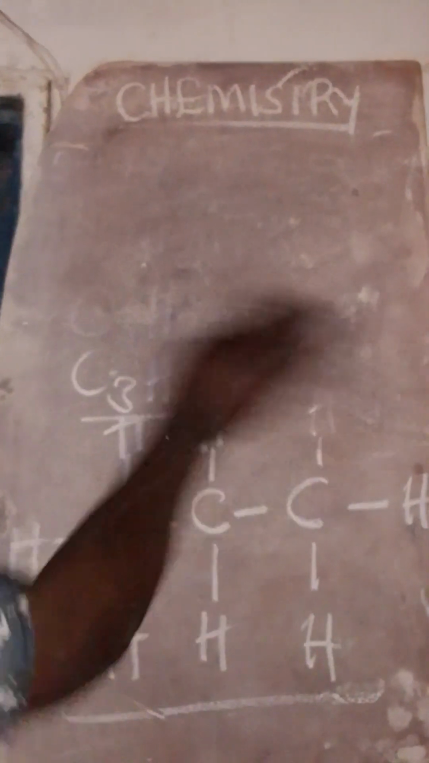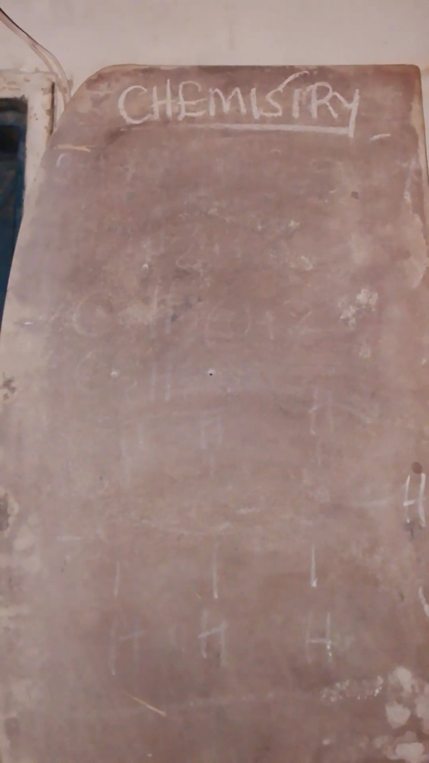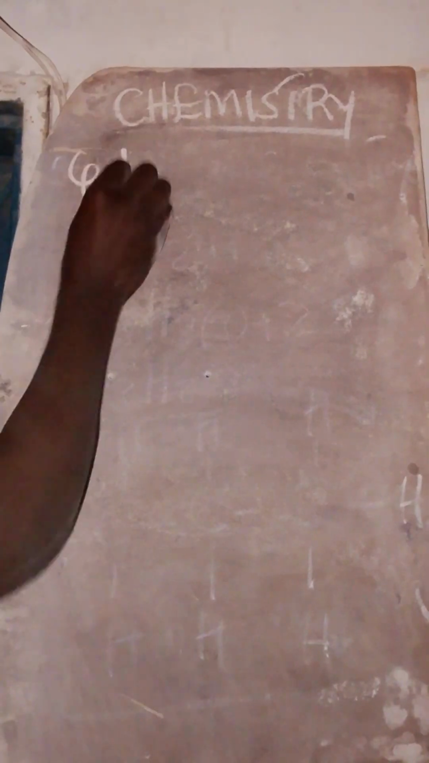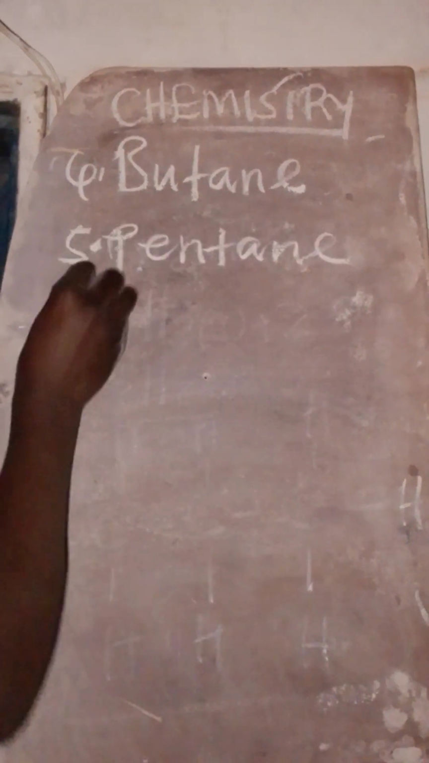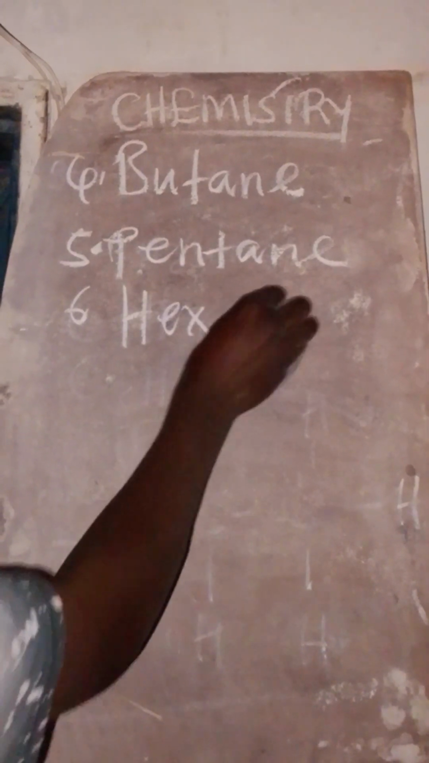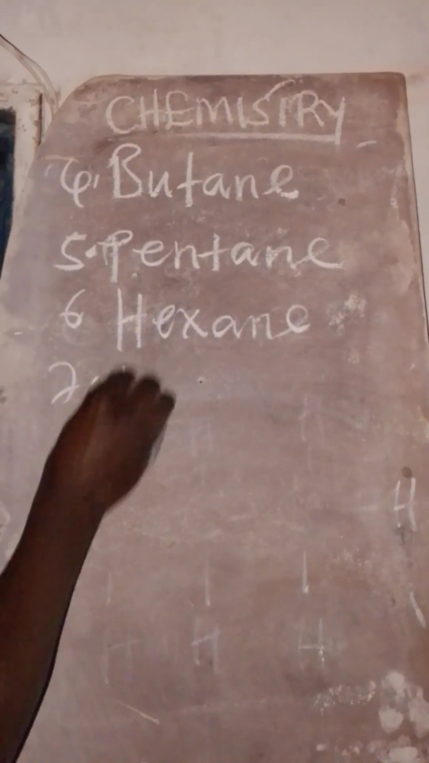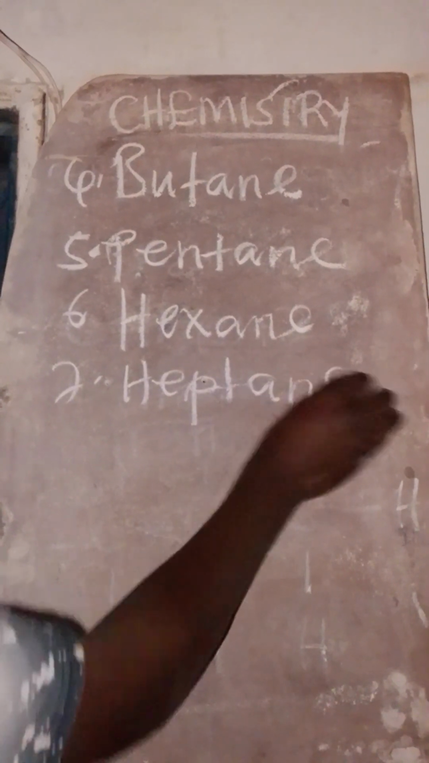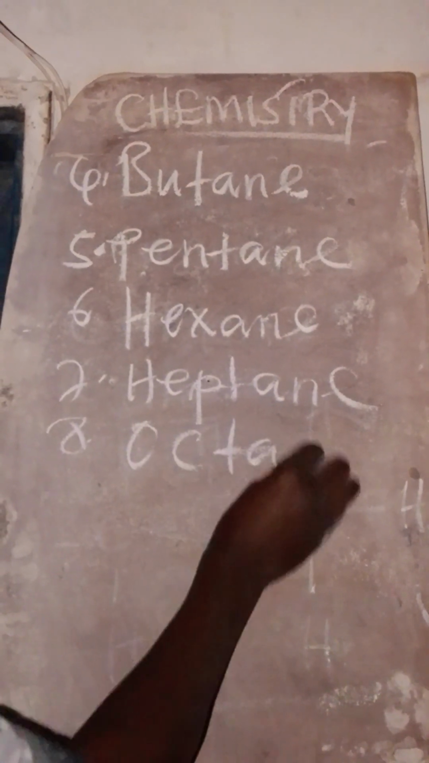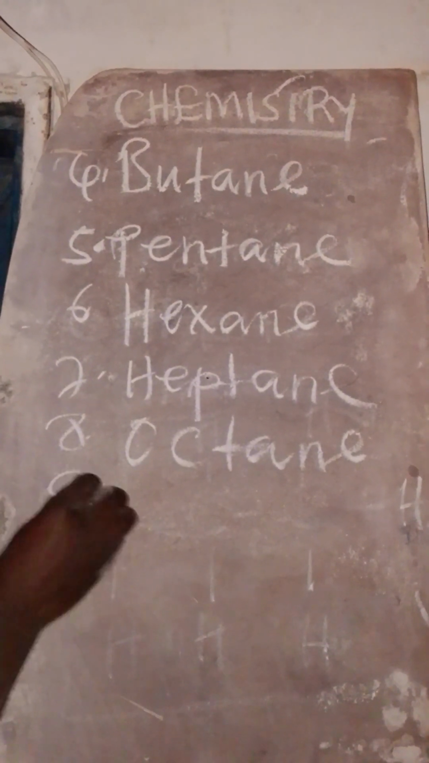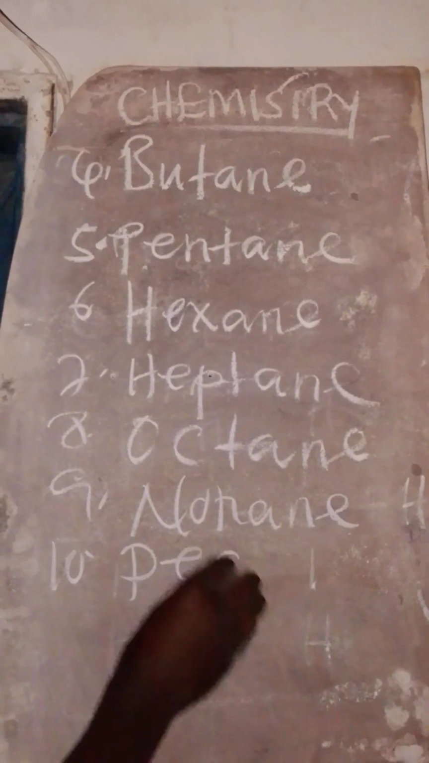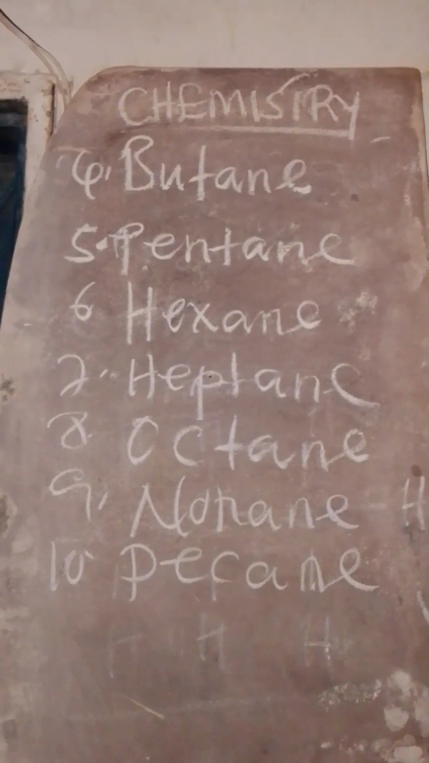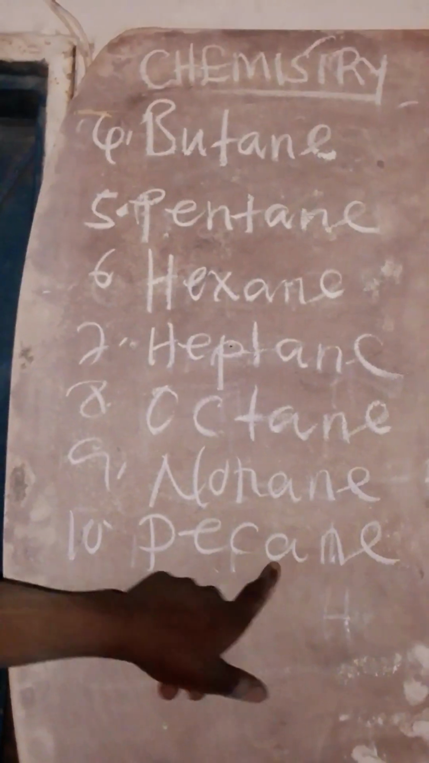Now, the fourth compound in the alkanes is butane. The fifth one is pentane. The sixth one is hexane. And the seventh one, heptane. The eighth one is octane. The one on number 9 is nonane. And the one on number 10, decane. Now you can observe that all of these compounds end with ANE.